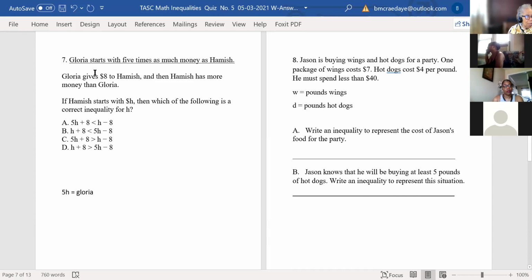Now, Gloria gives $8 to Hamish. How would you show that mathematically? So I would put like $8 Hanish, right? You'd put $8. No, how would you show that she gave it? Gloria gives $8 to Hamish?